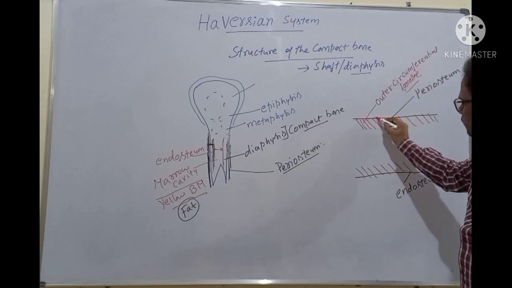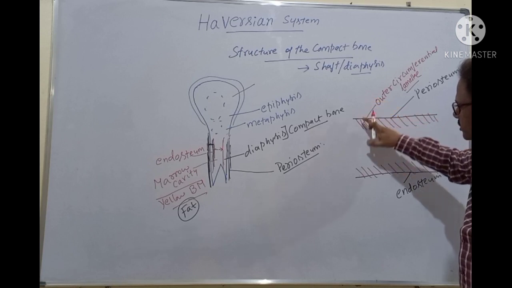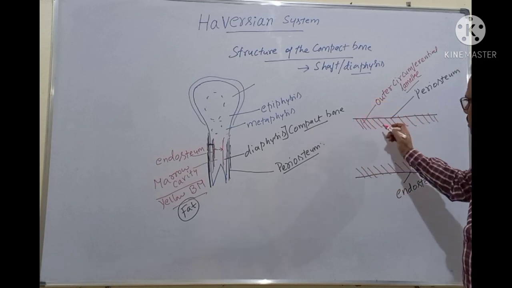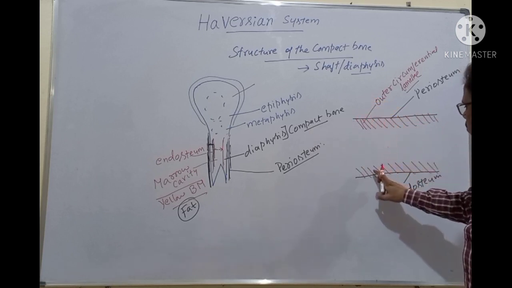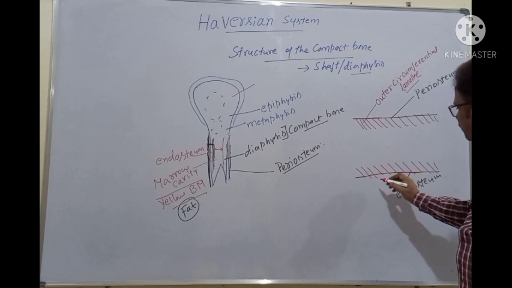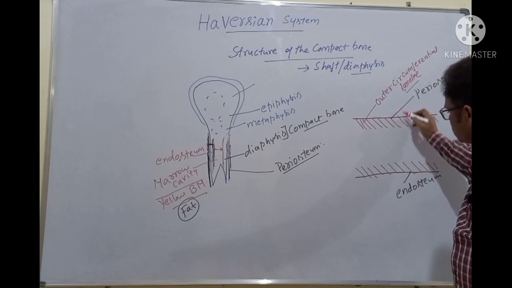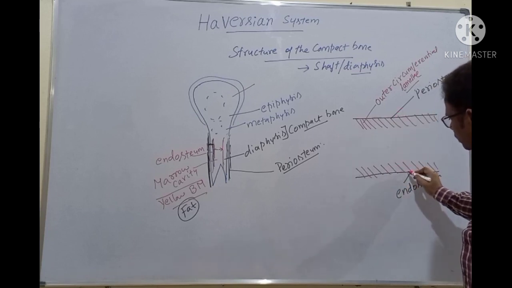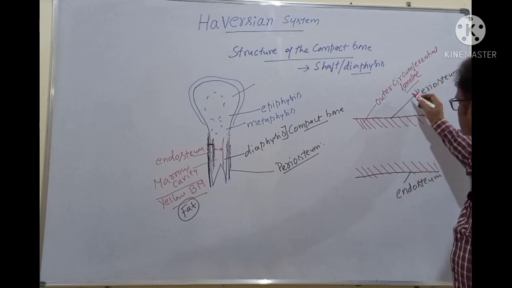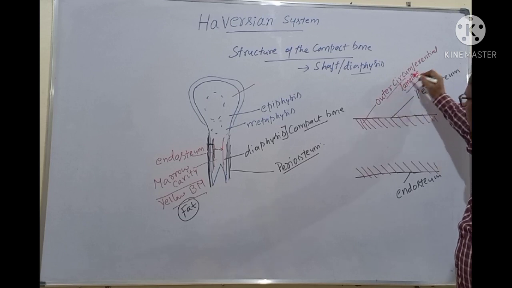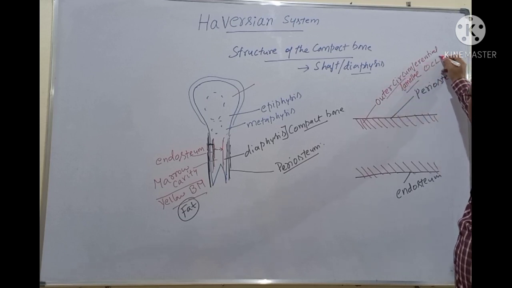This is the periosteum now. So just adjacent, just below, that is beneath, this one is called the outer circumferential lamellae. Clear, students? Here this is the endosteum. Don't confuse here. This is the periosteum, and inner to it is the endosteum, and this one is called the outer circumferential lamellae. OCL I am writing here.